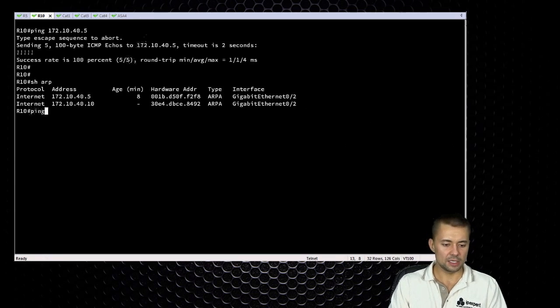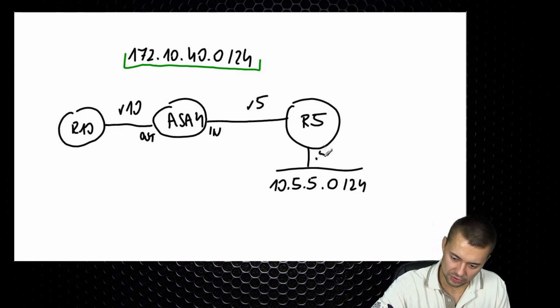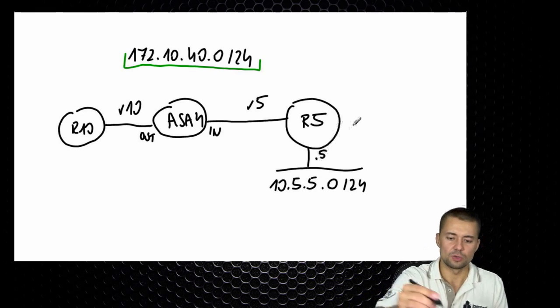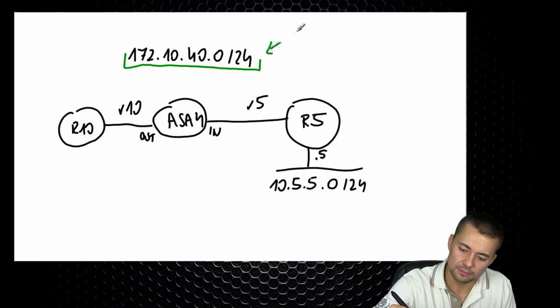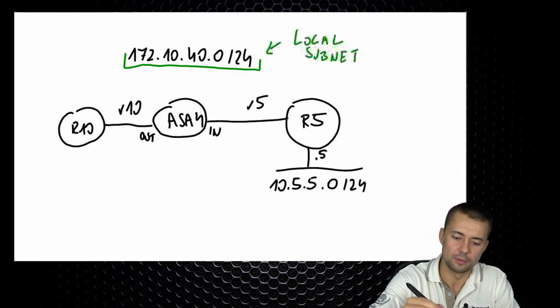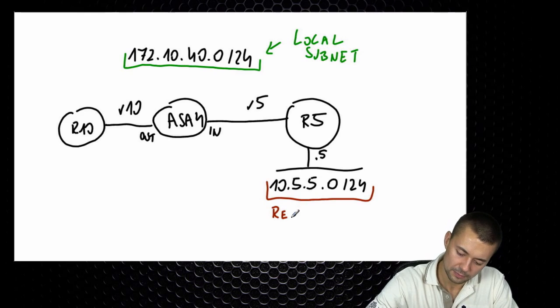So let's try to ping 10.5.5.5, which is the loopback address of router 5. The loopback here is used to emulate the remote subnet. So once again, this is the local subnet, or just the local network, where this loopback is going to be our remote subnet.